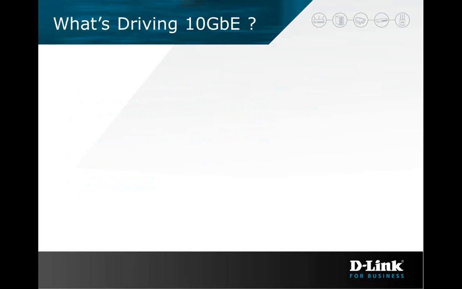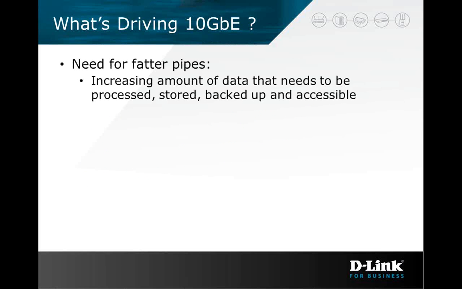What's driving 10 gig Ethernet? To me, the answer is pretty simple. It's the need for more bandwidth. We have more bandwidth intensive applications today than ever before. There's more video. There's really more everything. So we need fatter pipes. We need bandwidth. This applies to the edge of the network. It applies to what we call the aggregation layer. It applies to the core. Networks of all sizes are needing more bandwidth.